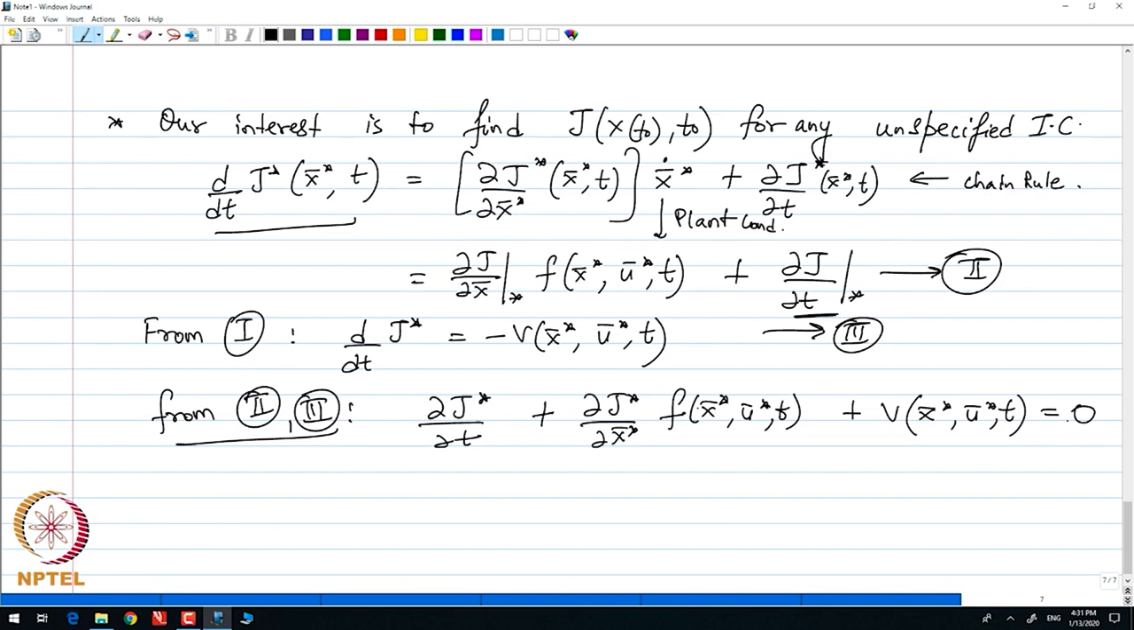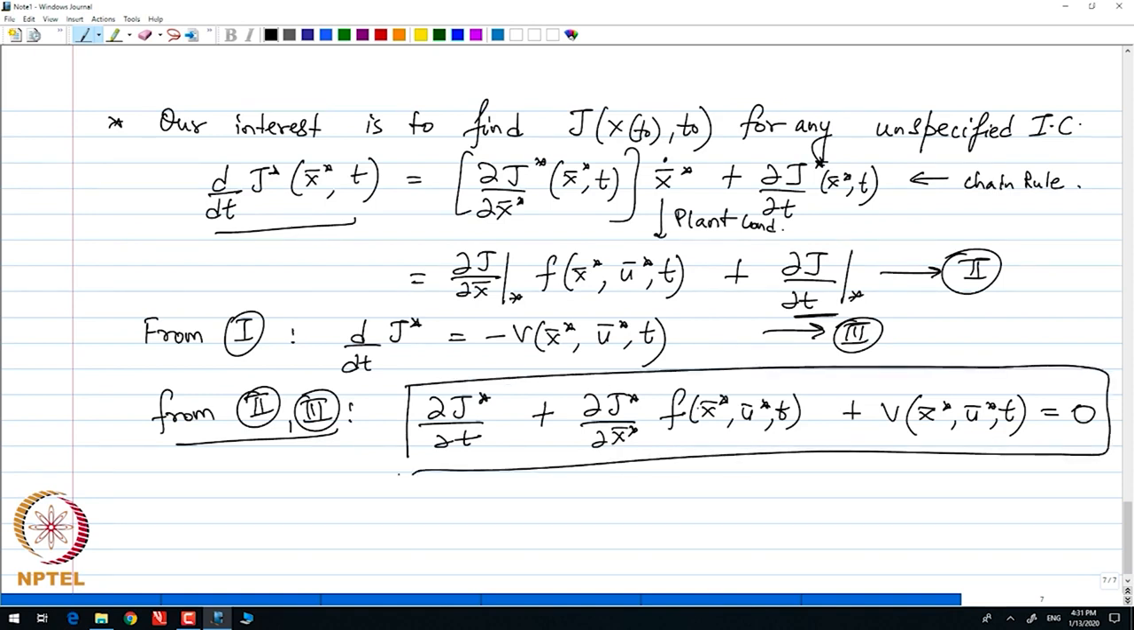Okay, so this equation is nothing but our HJB or Hamilton-Jacobi-Bellman equation that we were after. Okay, so now further let us simplify this equation by introducing the Hamiltonian function.